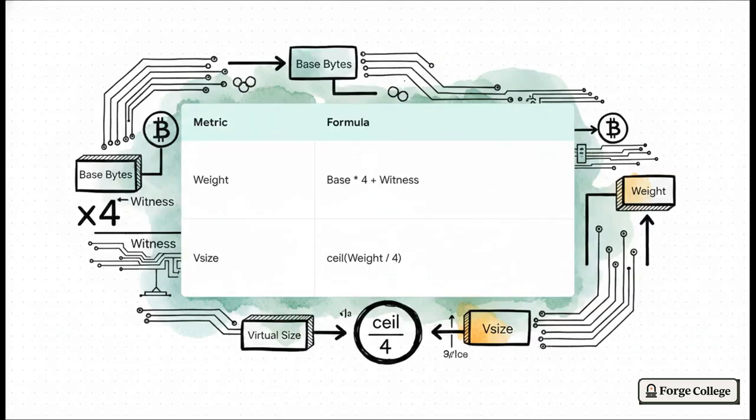Let's walk through the exact formulas you're going to need for your capstone. First, you calculate weight. You take your base bytes, multiply them by 4, and then add your witness bytes. Notice how the witness data totally escapes that multiplier. By pushing complex spending data into the witness, you're effectively getting a 75% discount on the weight of that data. Then, to get the virtual size, or vsize, which is what your wallet actually uses to calculate fee rates, you take that total weight and divide it by 4, rounding up to the nearest whole number. That's what the ceiling means in the formula.